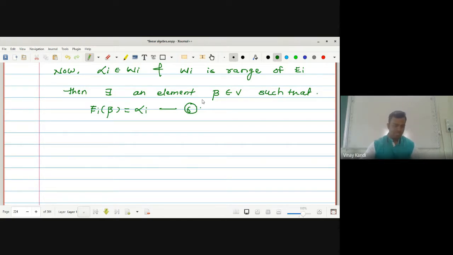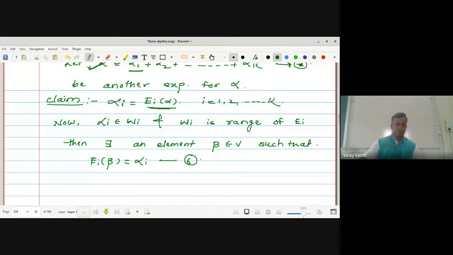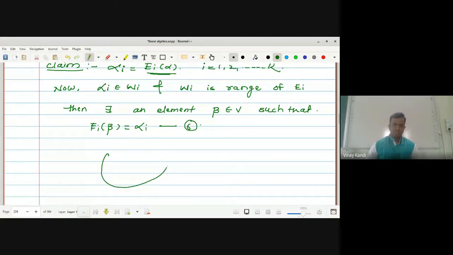Okay, this is statement 6, equation number 6. What does it say? This is alpha I belongs to W I. Suppose this is your W I, and here is your alpha I. Okay, why? Because E I of alpha is equal to alpha I. This is the claim. This alpha I belongs to W I.